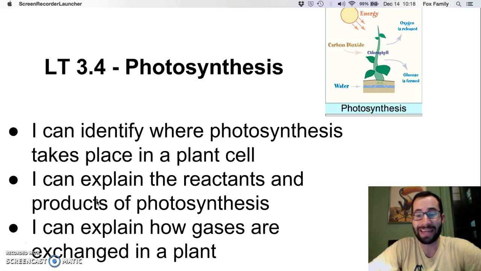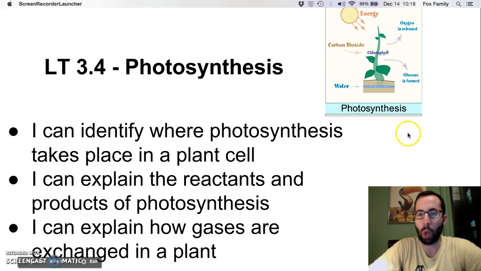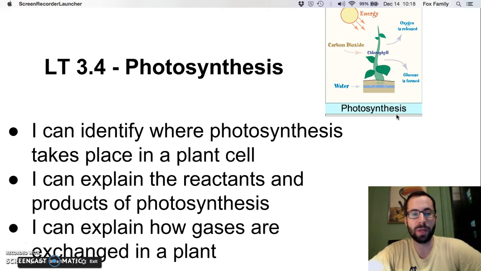One is that you should be able to identify where photosynthesis takes place in a plant cell. You should already know this based on Learning Target 3.1 about cell organelles. It happens in the chloroplast. You should be able to explain what the reactants and products are of the photosynthetic process and be able to identify how gases are exchanged between the outside environment and the internal plant environment. Up here in the corners is a general overview of the photosynthetic process that we're going to be getting into in this learning target. Let's get going.